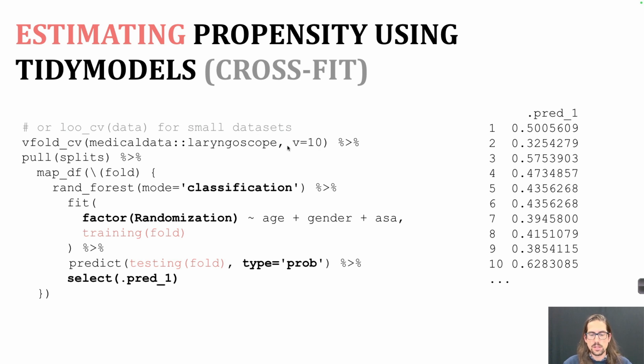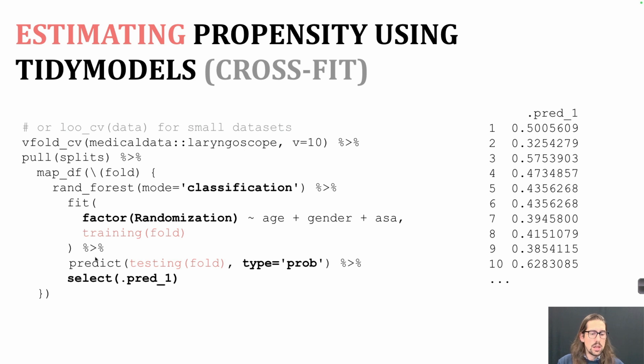The reason for this is that I don't want any person in the data set that is used to train the model to then have the model predict for that same person. So I'm holding each person out, training a model, using that model to predict for that person, and repeating that process for every person. You can do that exactly with the leave-one-out CV function, but you can also do it in chunks, and that's what I'm doing here with vfold CV, in 10 chunks.